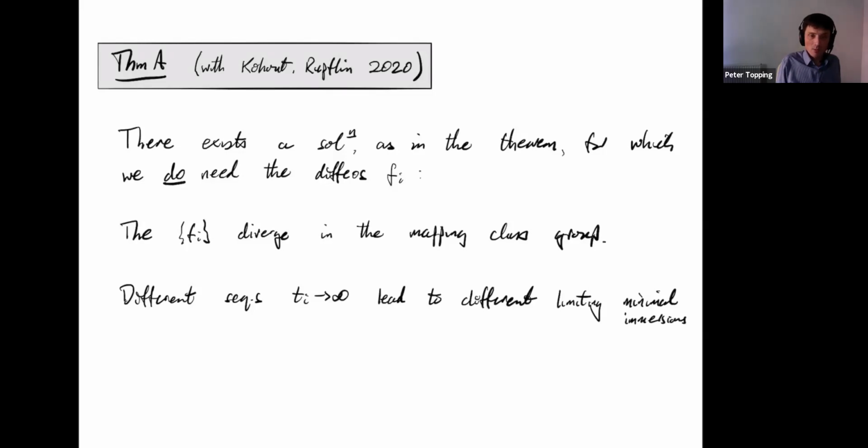Okay, so also you could choose different sequences, T_i going to infinity, and get completely different limits. So you get two different minimal immersions that were completely disjoint. So you can have the most extreme form of non-uniqueness, although with the caveat that everything I'm doing at the moment is in the situation where you don't have any bubbling.